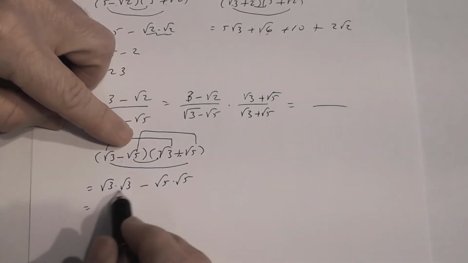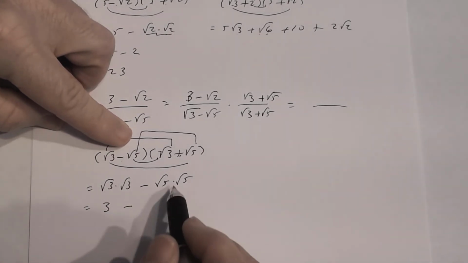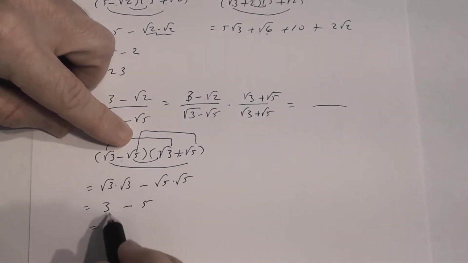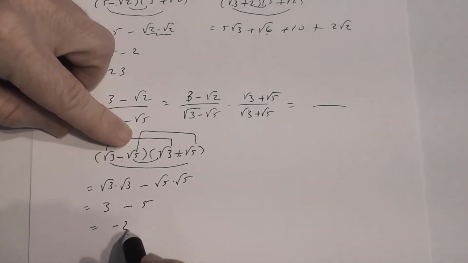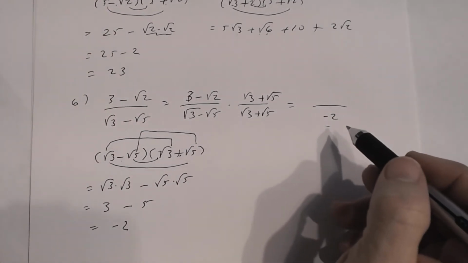And so I get square root of 3 times square root of 3 is square root of 9, which is 3, minus. And then that's square root of 5, right? Because the square root of 5 times square root of 5 is the square root of 25, which is 5. And so 3 minus 5 is a negative 2. So that's your denominator. So notice I have a rational number now, no square root. Okay?